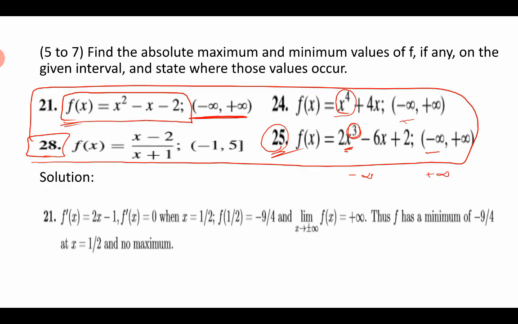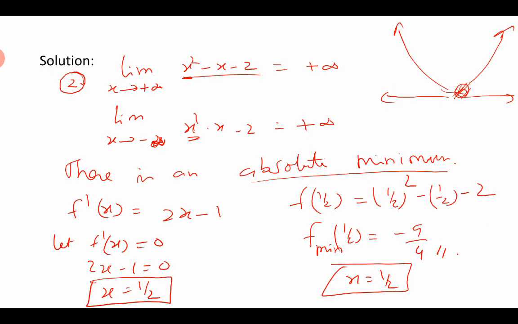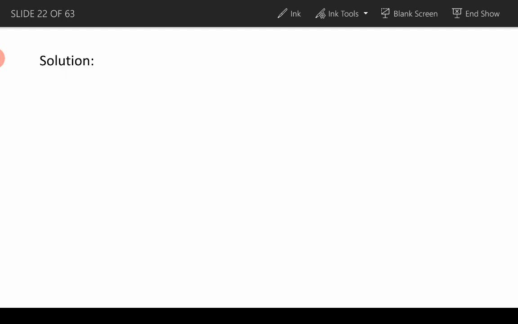28. Remember this function. F of x is, what is the problem? F of x is x minus 2 over x plus 1, left open, right closed interval, isn't it? Fine. So we cannot take the lower limit x is negative 1 because it is not closed. So we can take only upper limit x equal to 5, and if there is a critical point in between these two values. Let's find the critical points.